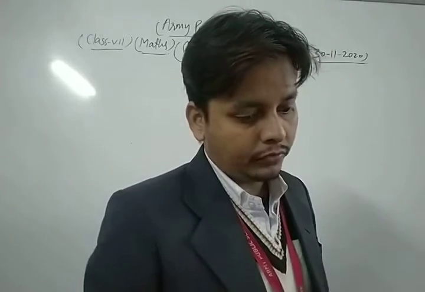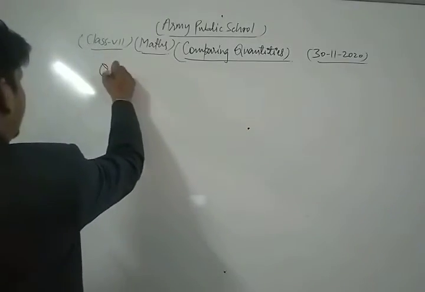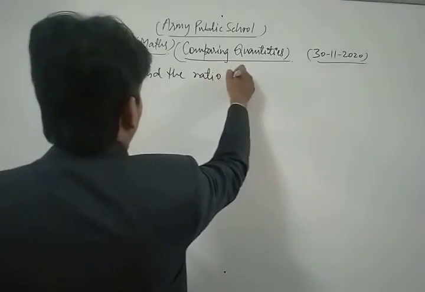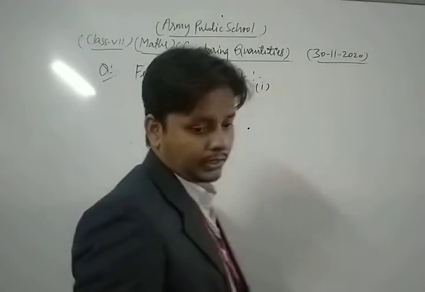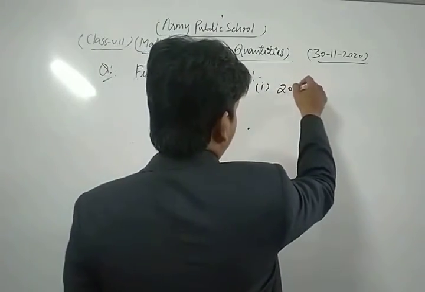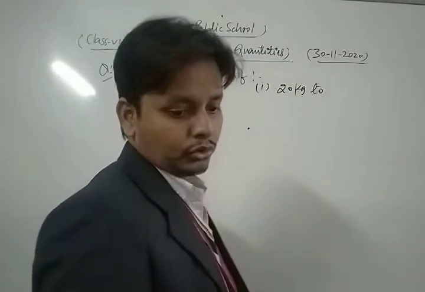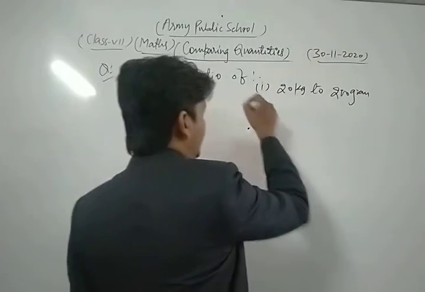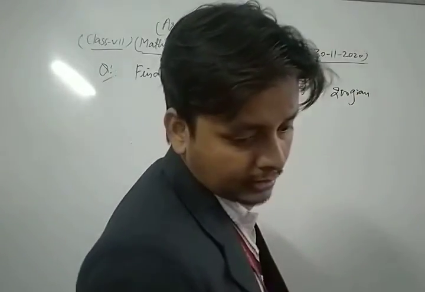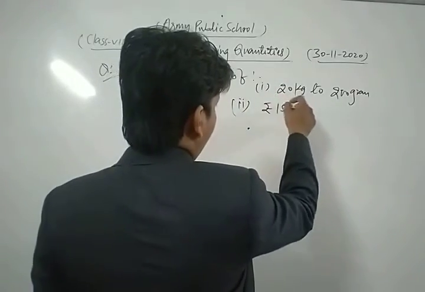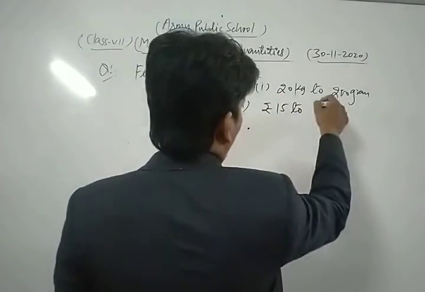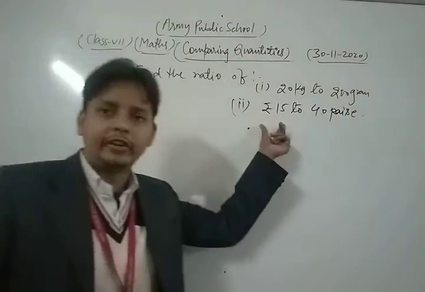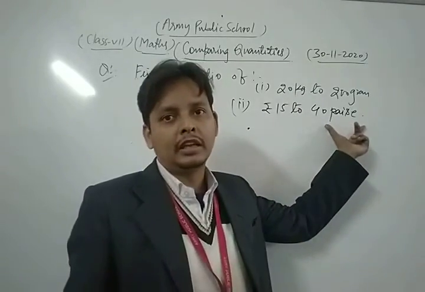Now, dear students, the first question is: find the ratio. The first part of this question is 20 kg, that is kilogram, to 200 gram. The second part of this question is, dear students, rupees 15 to 40 paise. We find the ratio of rupees 15 to 40 paise.